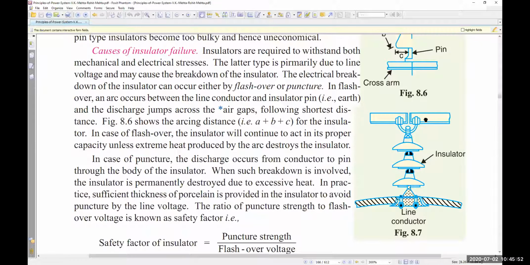Can you see this is the tower? That means the cross arm. With the cross arm, it is connected. Then you have one disk, then you have another disk, then you have another disk. 3 disks. After the disk, your conductors are held tightly.